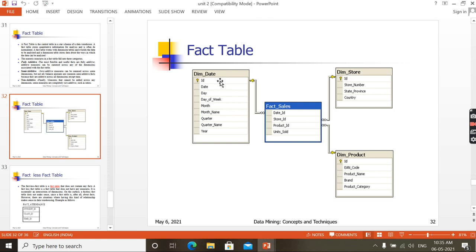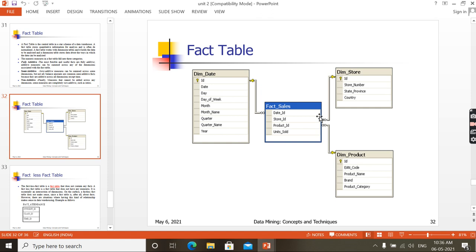So the date dimension has the date ID. This is the primary key here. It is connected to the sales fact table, where it is the foreign key. In the same way, in the store dimension table, store ID is a primary key, so it is a foreign key in the sales fact table. In the product dimension table, product ID is the primary key, so it is a foreign key in the sales fact table. Units sold are the measures. So this is about the fact table.